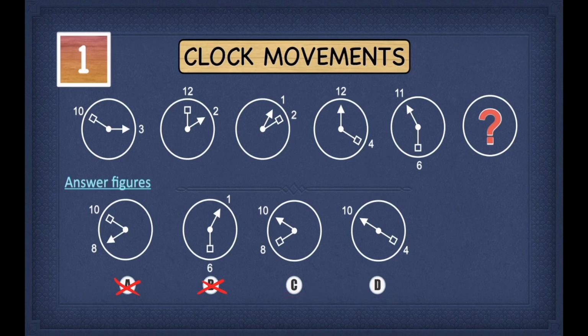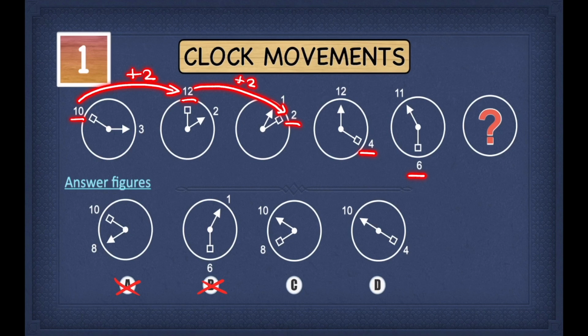Now, to find the answer, we have to look at the hand with the square. In the first diagram, it is pointing towards 10. In the second diagram, it is 12. In the third, it is 2. In the fourth, it is 4. And in the fifth one, it is pointing towards 6. So once again, what do we have to do to the number on the left to get the number on the right? To get from 10 to 12, we have to add 2. To get from 12 to 2, we have to add 2.